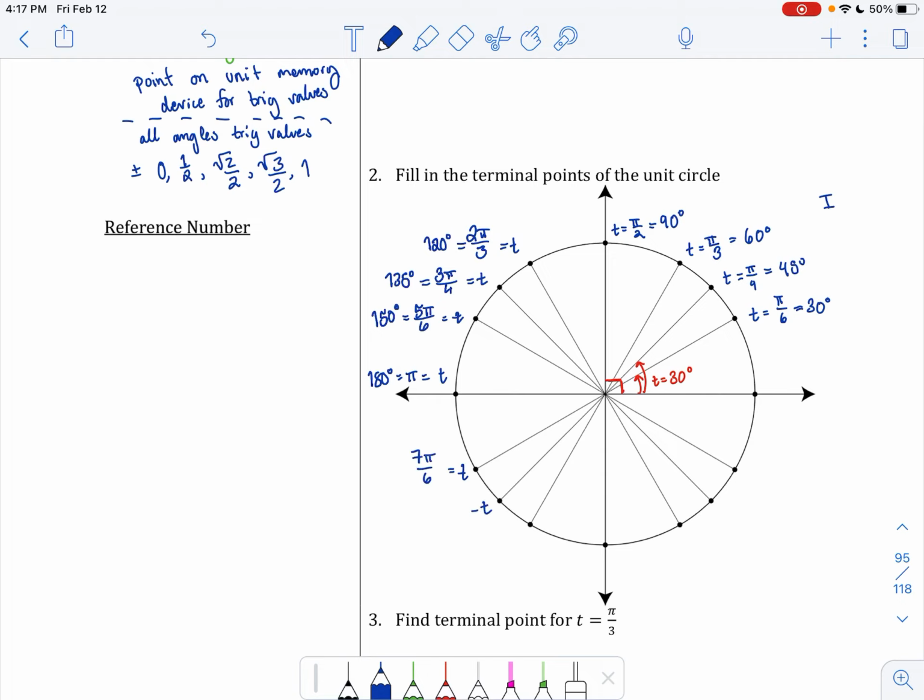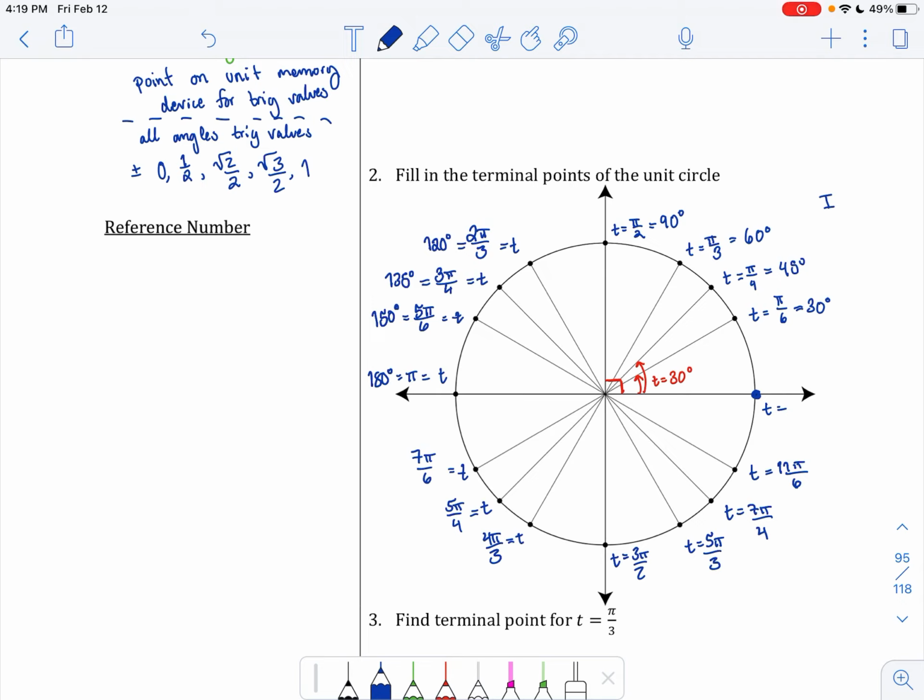7 pi over 6. This would be 5 pi over 4 radians. Let's see, 4 pi over 3. 3 pi over 2 here on the negative y-axis. 5 pi over 3. 7 pi over 4. 11 pi over 6.